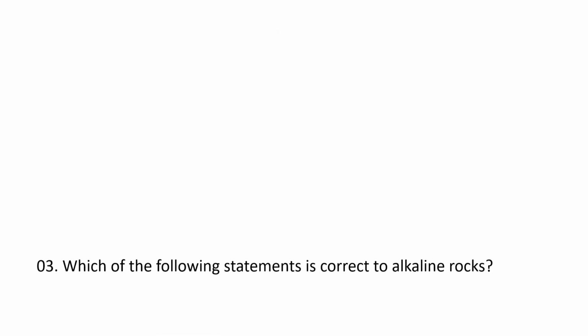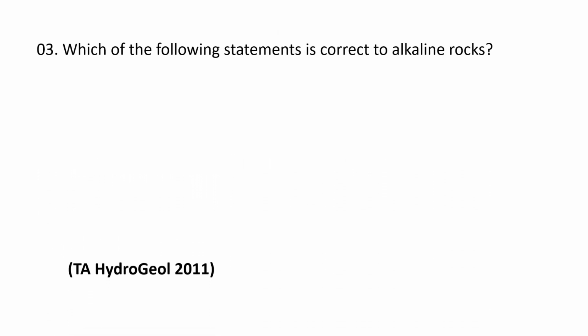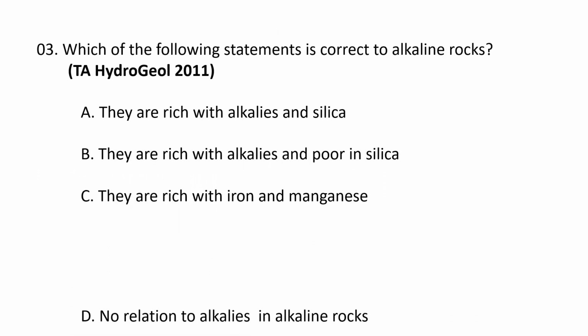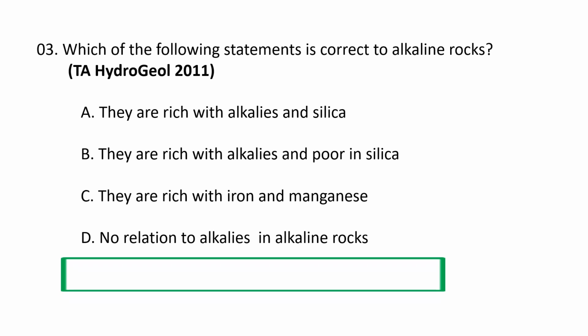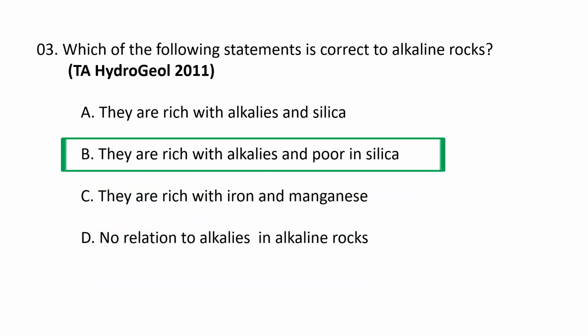Next question. Which of the following statements is correct for alkaline rocks? A. They are rich in alkalis and silica. B. They are rich in alkalis and poor in silica. C. They are rich in iron and manganese. D. No relation to alkalis in alkaline rocks. So the correct option is B: they are rich in alkalis and poor in silica. Alkaline rocks include alkali basalt, nephelinites, and melilitites.